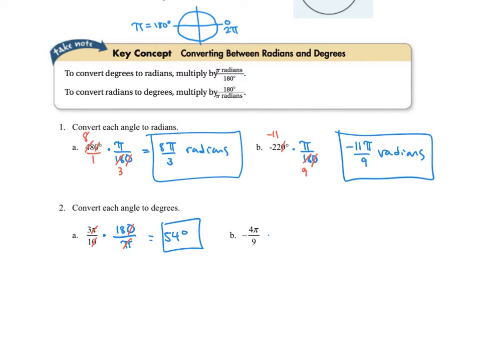And in the next one, times 180 over pi, the pi cancels, and 9 and 180 can both be divided by 9. 9 divided by 9 is 1. 180 divided by 9 is 20. And then negative 4 times 20, multiply across, we get negative 80 degrees.